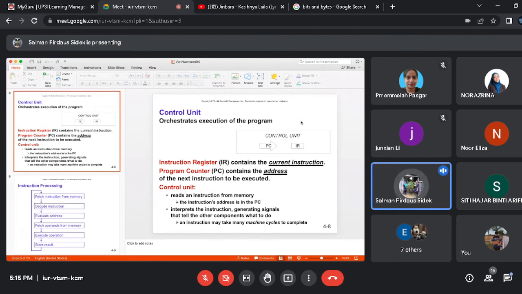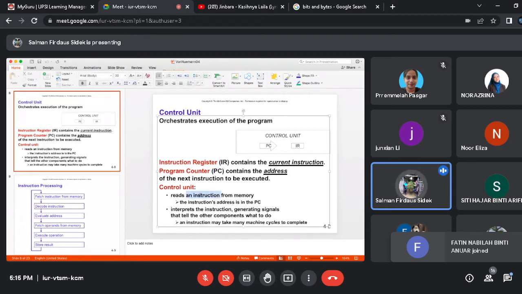Nanti awak tak nampak pelik dah benda ni. You will get familiar with this term. And then okay, you can see the below part there. Control unit, okay, read an instruction from memory. See? Read an instruction. So that means the instruction contains data, and also the operation, the what to do.